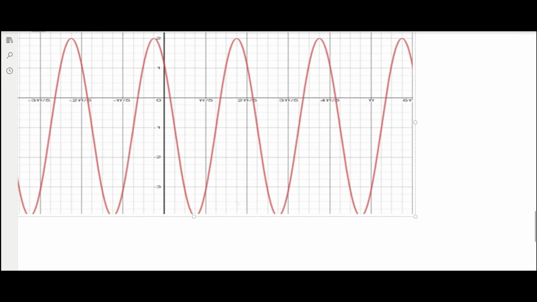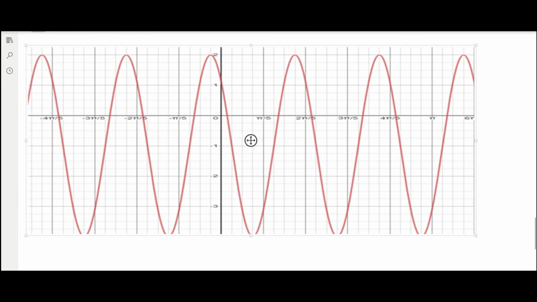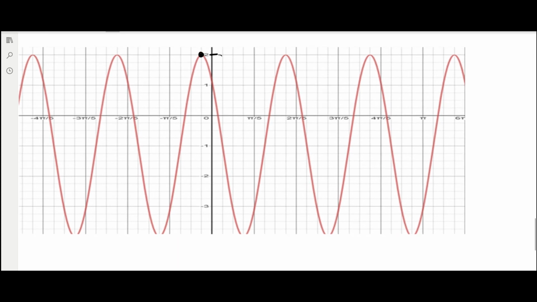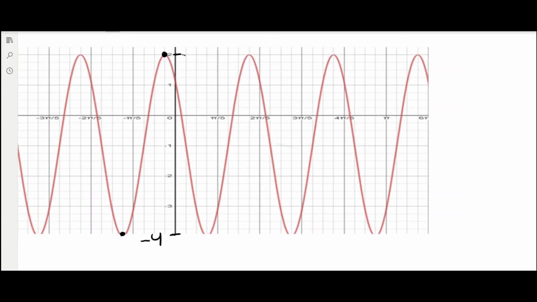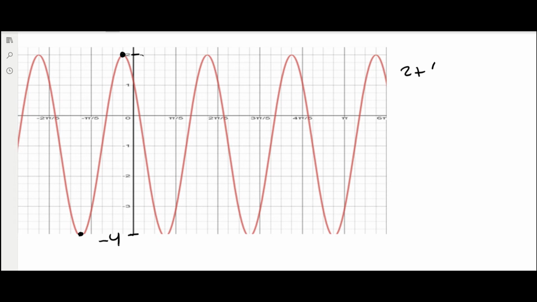Okay, so if we look at the graph, what's the midline of the graph? Well, I know that my maximum is 2. I know that my minimum is -4. So that means that I need to do the average of those two numbers, and that's going to give me my midline. So I got to do 2 plus -4 divided by 2, and that's going to give me my midline. So that's going to be -1. So my midline is -1.